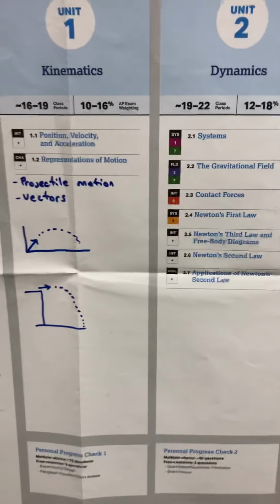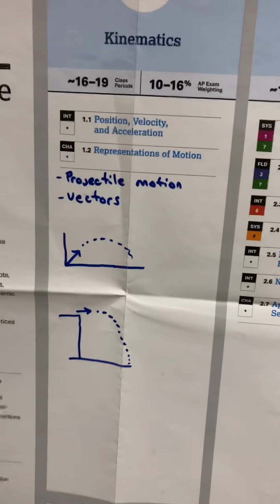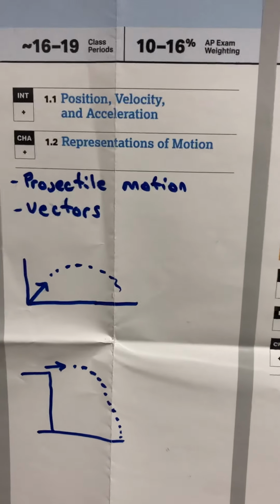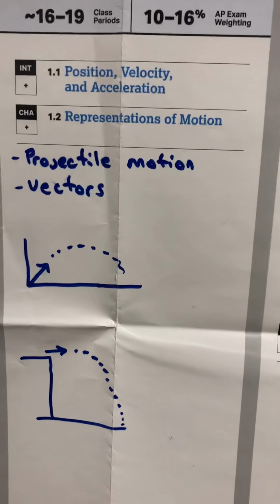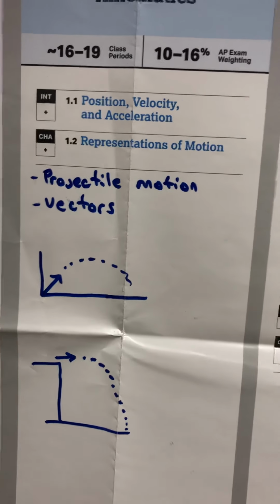Right now we are currently in Unit 1, which is called Kinematics, which is motion. It talks about position, velocity, and acceleration, and the representations of motion, which is graphical in nature, and also two-dimensional motion, which is projectile motion and vectors, and graphical interpretation.